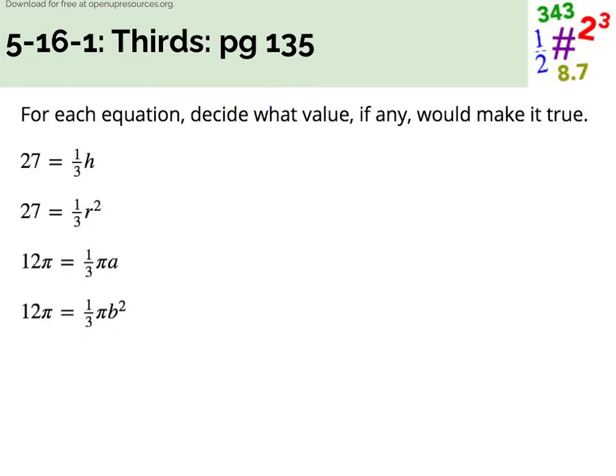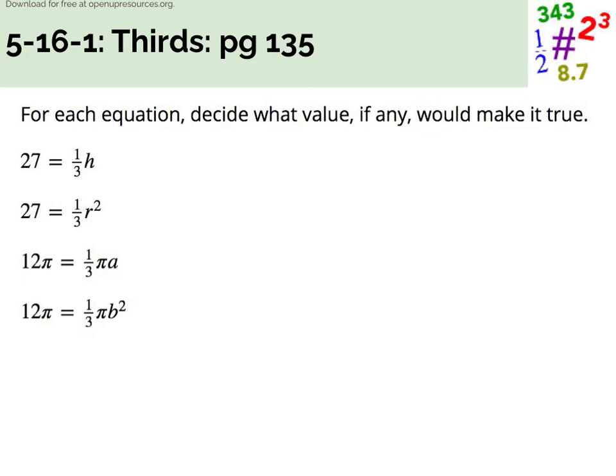All right, let's go ahead and start out today. Let's go to page 135. For each equation, decide what value, if any, would make it true. Meaning, what can I put in for the letter that is missing to make both sides equal? Go ahead, pause, answer that question, and then come back to me. So let's go ahead and go through this.